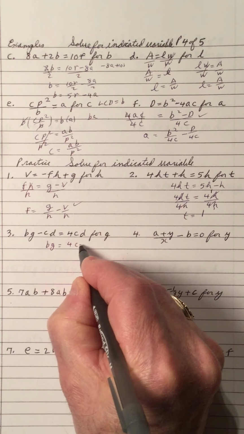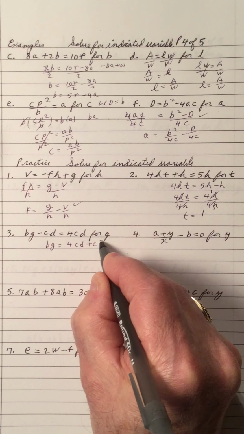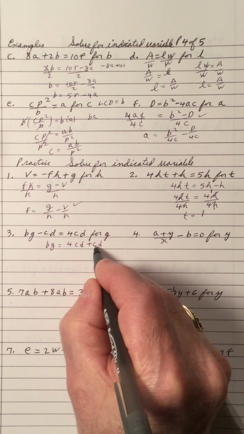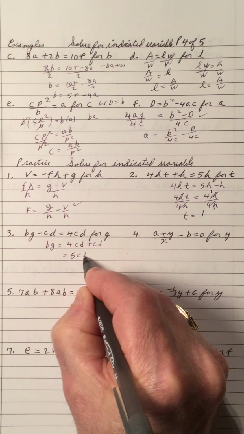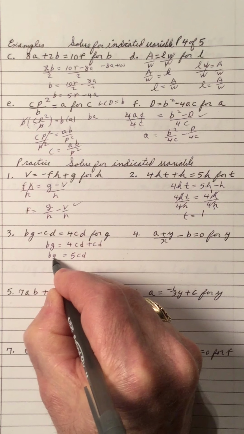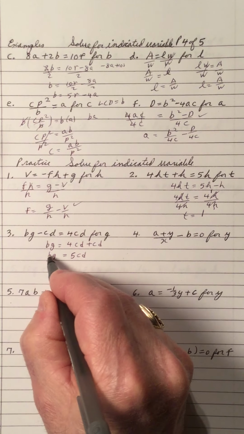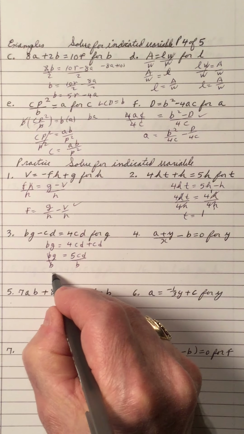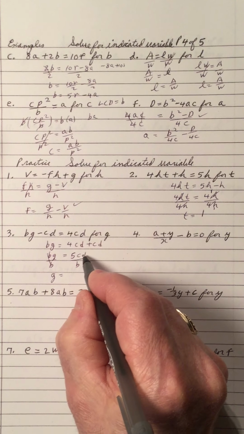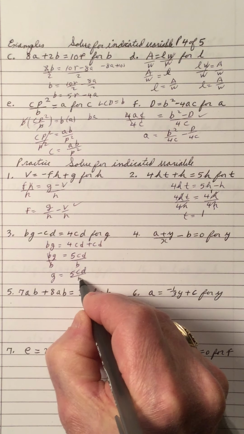So 4CD, and that's a minus, so it becomes a plus. These are like terms, so we can add to give us 4 plus 1 is 5, CD. And I'm solving for G, so the B is a multiplication, so I divide by B on both sides. B's cancel. And so that's a C, D, and a B. They cannot cancel, so you leave it just like that.